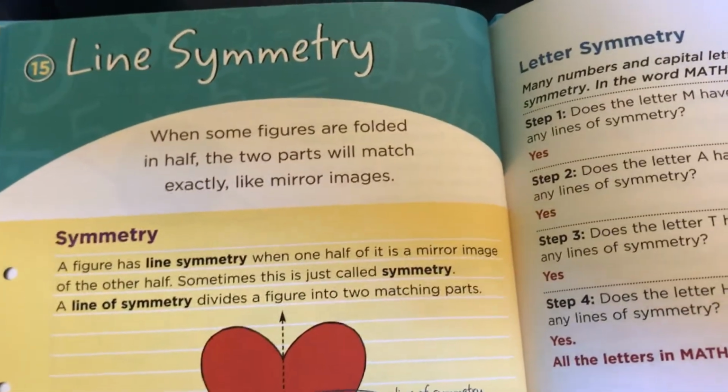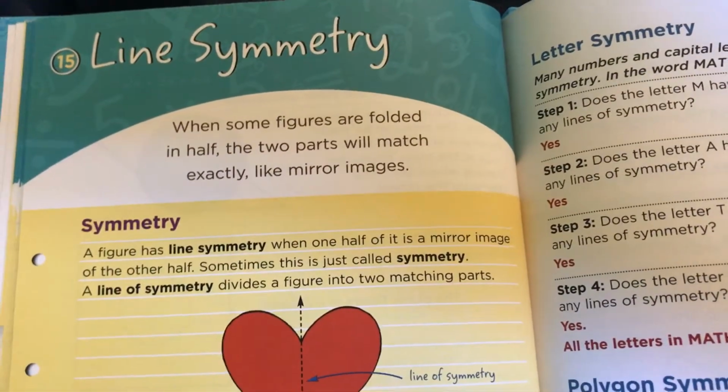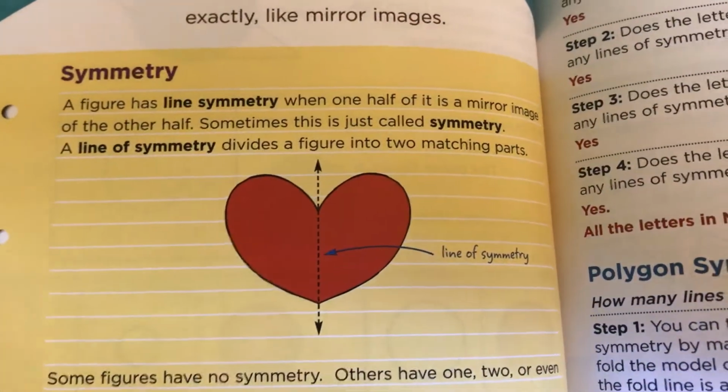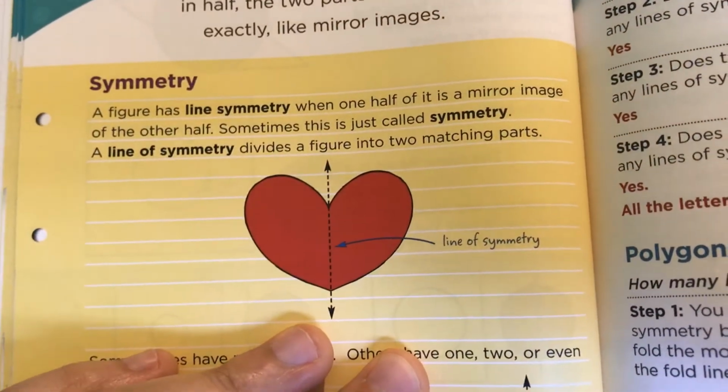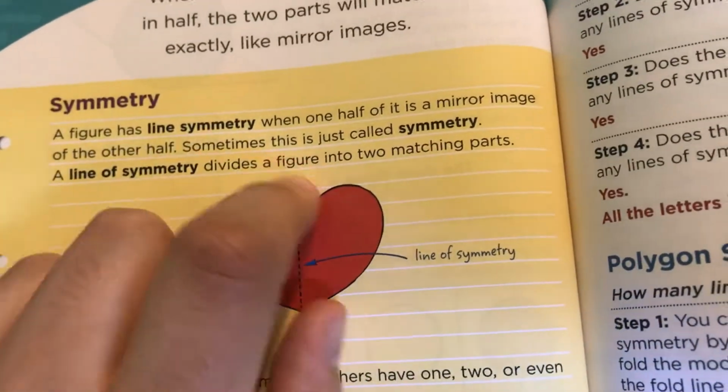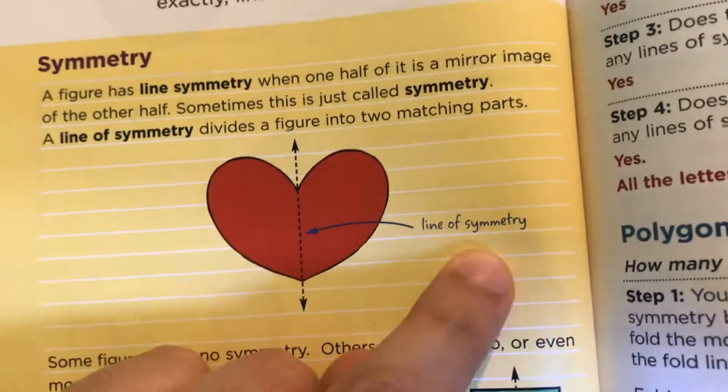15. Line symmetry. When some figures are folded in half, the two parts will match exactly like mirror images. A figure has line symmetry when one half is a mirror image of the other half. A line of symmetry divides a figure into two matching parts. Here's the line of symmetry.